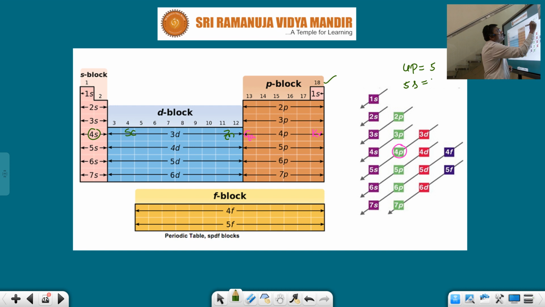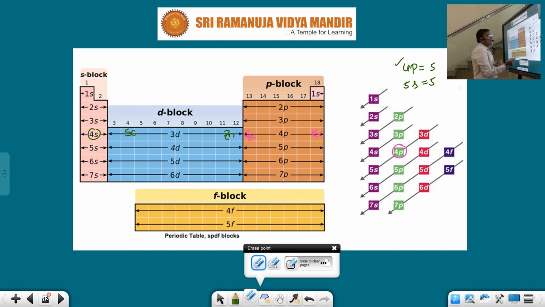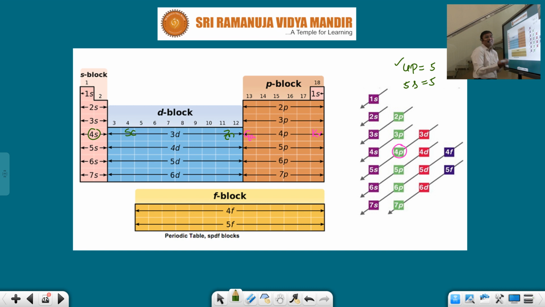Here it is 5, and here also it is 5, the n plus l value. Now when the n plus l value is the same, then you have to consider the lowest n value first. Which is having the lowest n value? 4p. So when n plus l value is the same, you have to consider the lowest n value, lowest shell value. I hope you are very clear. Now it's very interesting how the periodic table has been generated.